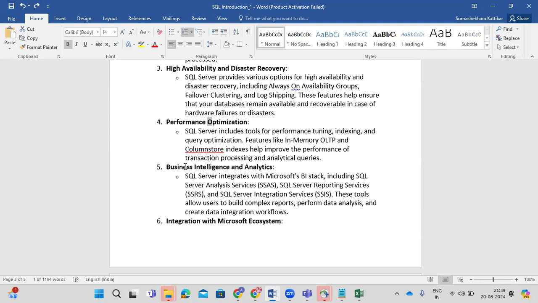Suppose let's consider your business is executing in different regions of the world. The Asian continent is storing data in one format, the European continent is storing data in one format, and another part of the world is storing data in another format. So by using business intelligence concepts, we can collect the entire data, apply some transformations, and then load the data into the SQL Server.